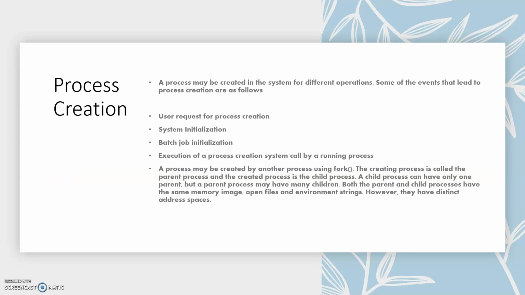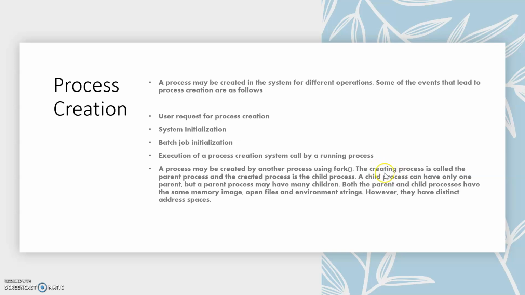So these are the various methods by which a process actually gets created. Either a user will be requesting the creation of a process, that is, he will be writing code for creating a process, or by system initialization, or by job initialization, or a running process is creating another process. Okay. Now, when a process is creating another process, the function call that is used is fork.